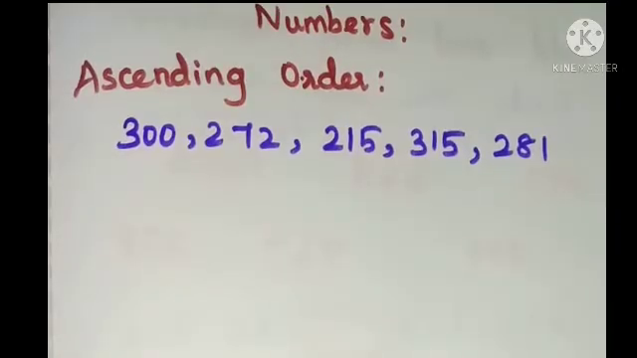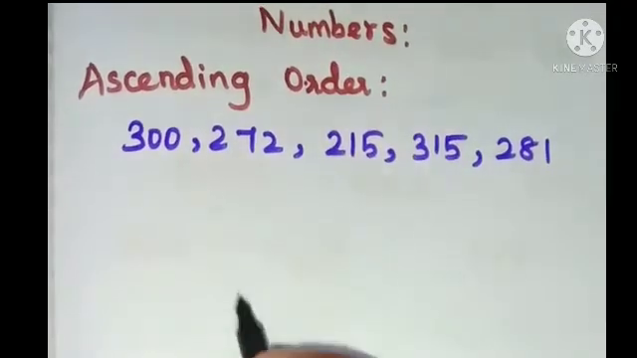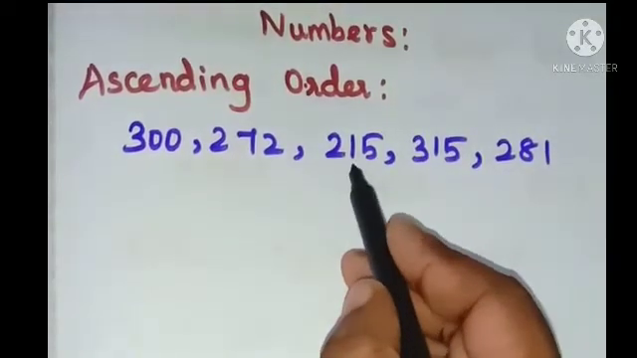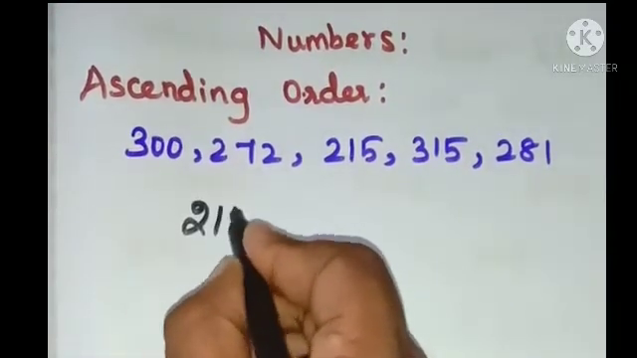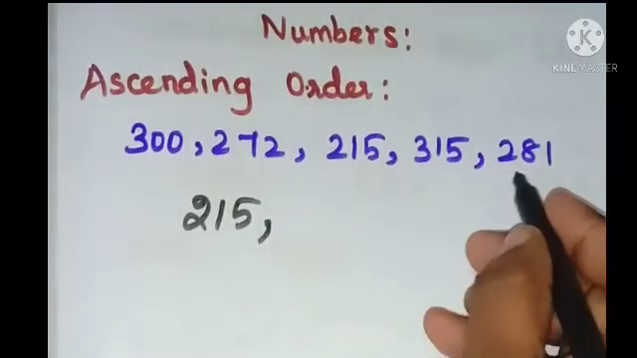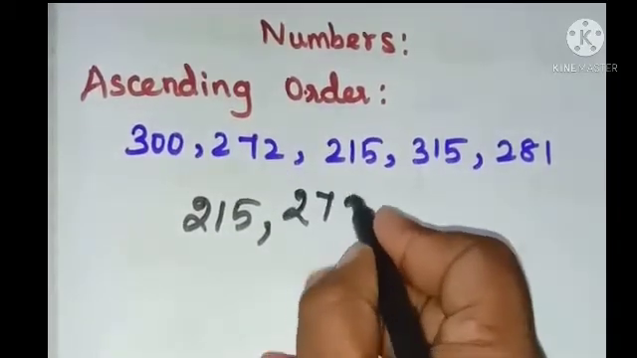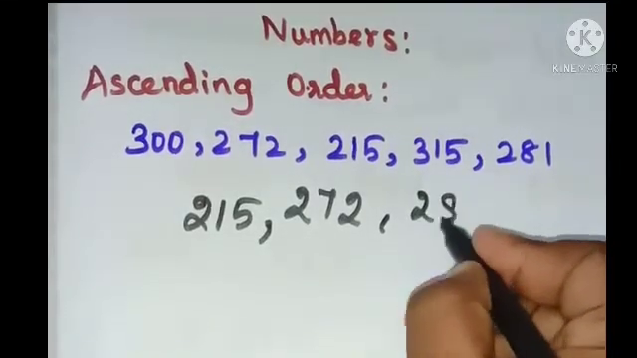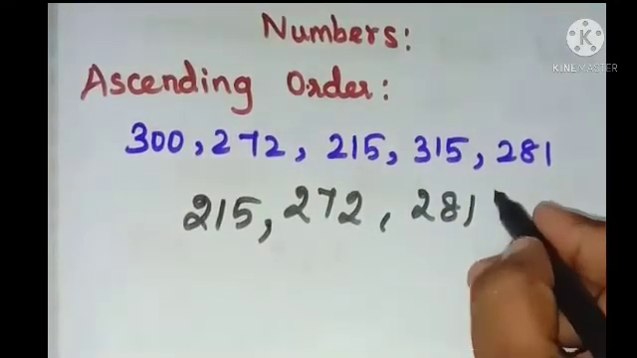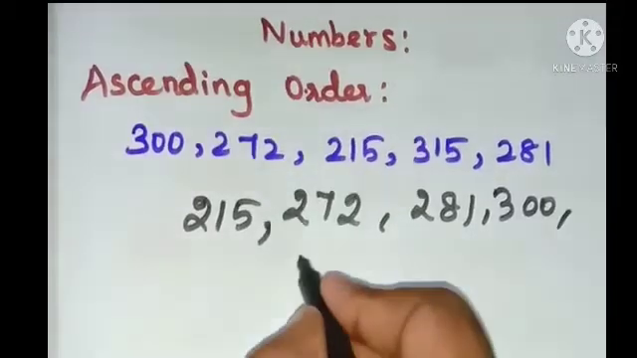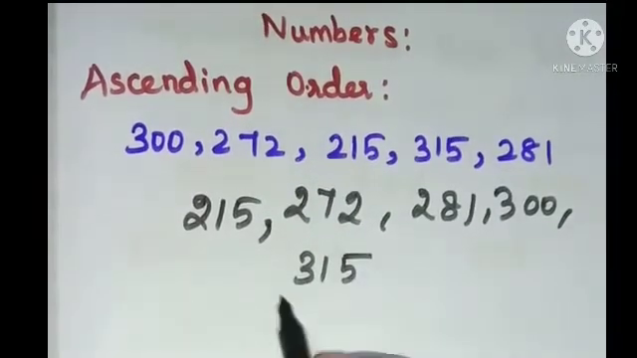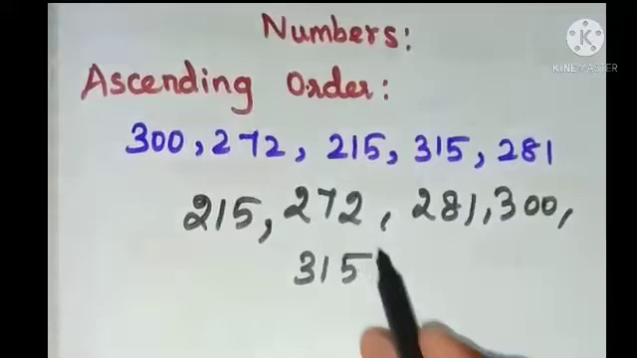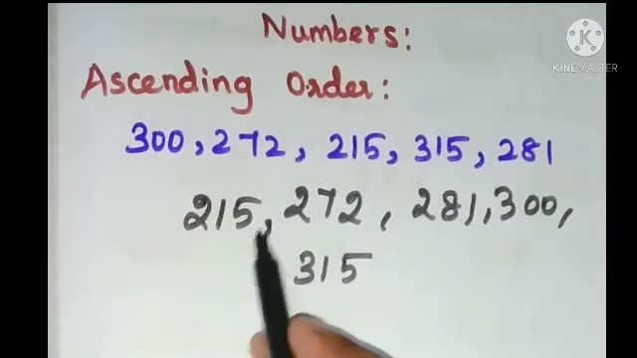Ascending order. So, we know that, children, the arrangement of numbers from smallest to biggest is known as ascending order. So, here which number is smaller? 215 and then 272 and 281, 300, finally 315. So, this is the arrangement from smallest to bigger. So, this arrangement is known as ascending order.